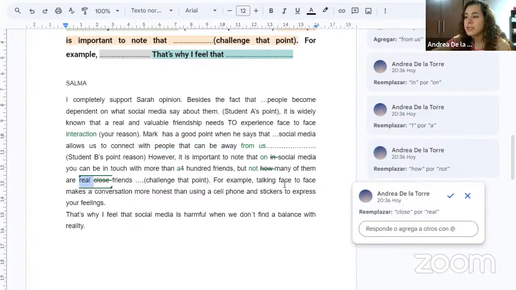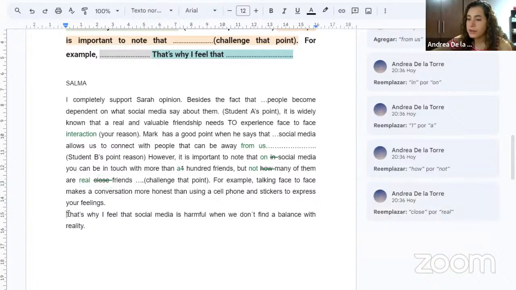For example, talking face-to-face makes a conversation more honest than using a cell phone or stickers to express your feelings. A cell phone and stickers to express your feelings. Exactly. That's why I feel that social media is harmful when we don't find a balance with reality.